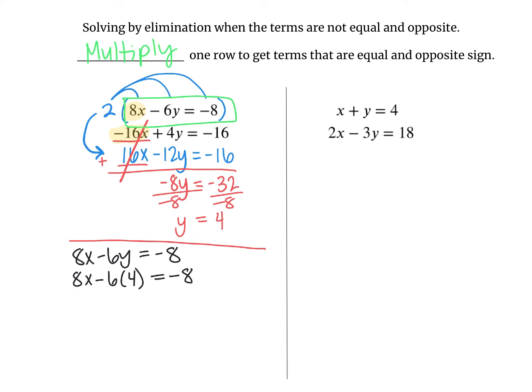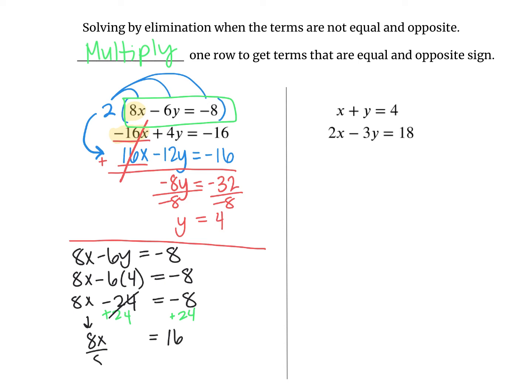So now we can simplify this negative 6 times 4, and that's going to give me 8x minus 24 equals negative 8. Our next step here is to move the constant. We want to move that negative 24. We do that by adding 24 to both sides. So we get 8x, negative 24 plus 24 cancels out, equals, and negative 8 plus 24 is 16.